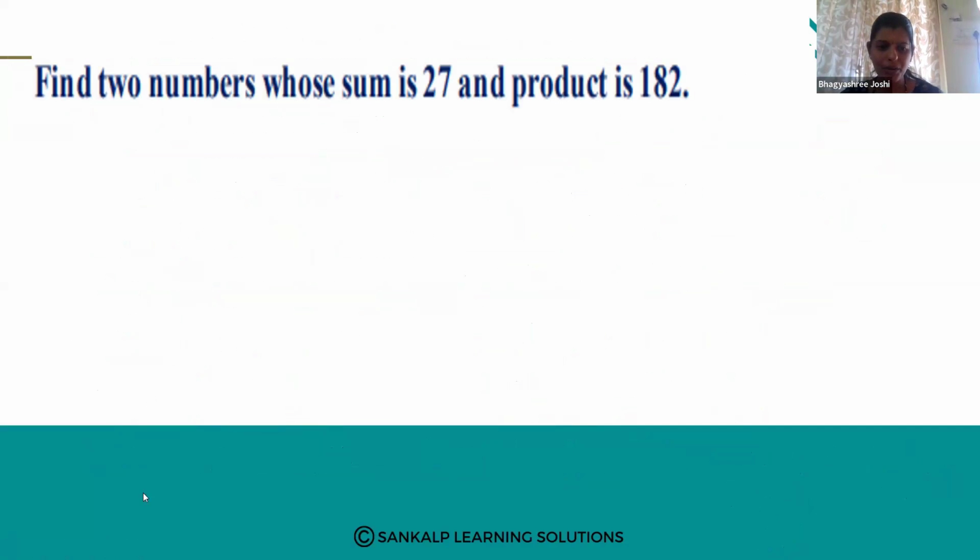That means sum they have given and product they have given, right? See, sum is 27 and product is 182 they have given. So we need to find out the two numbers, right? Yes. So for that, consider the first number. Let the first number be x, right?